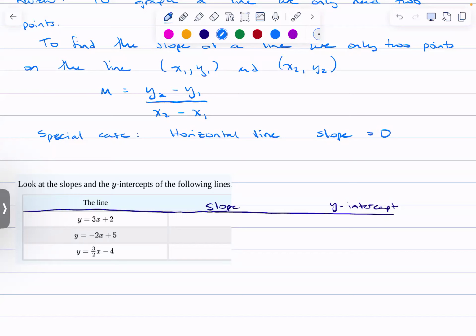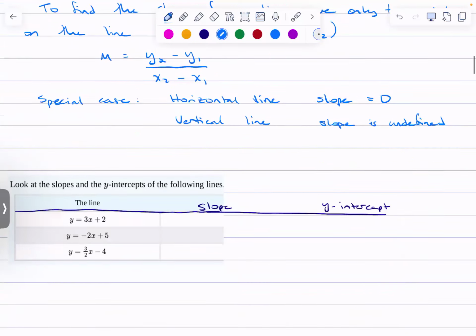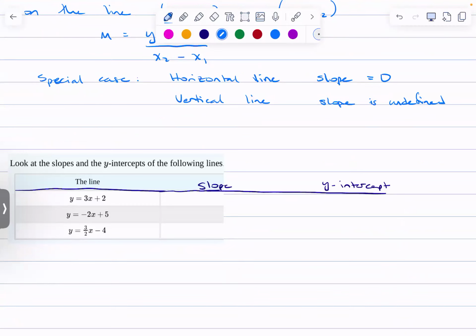What about a vertical line? The slope is going to be undefined, right? That was one of the things we said. I think I even put some big exclamation marks, and that's going to come back to haunt us. So I'll write it again. A vertical line looks like this.